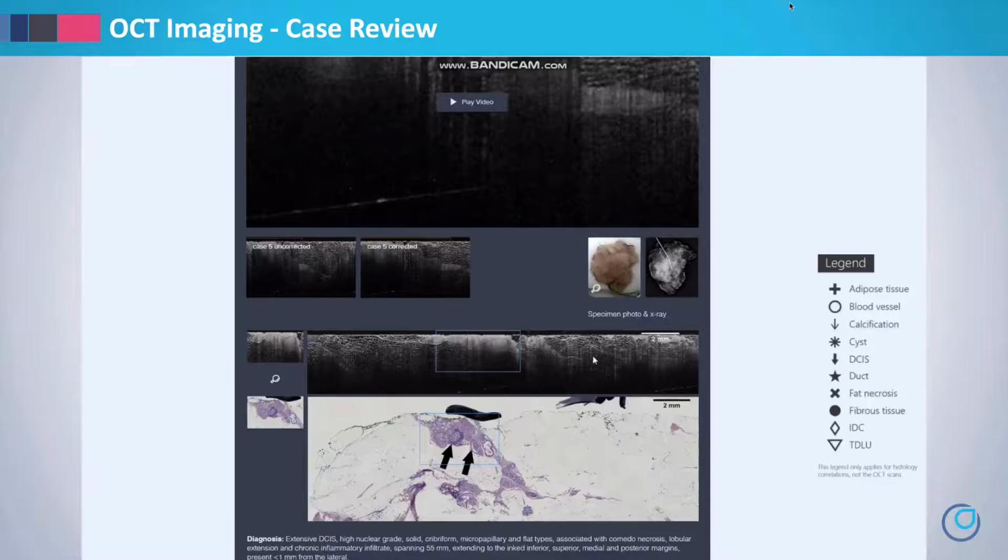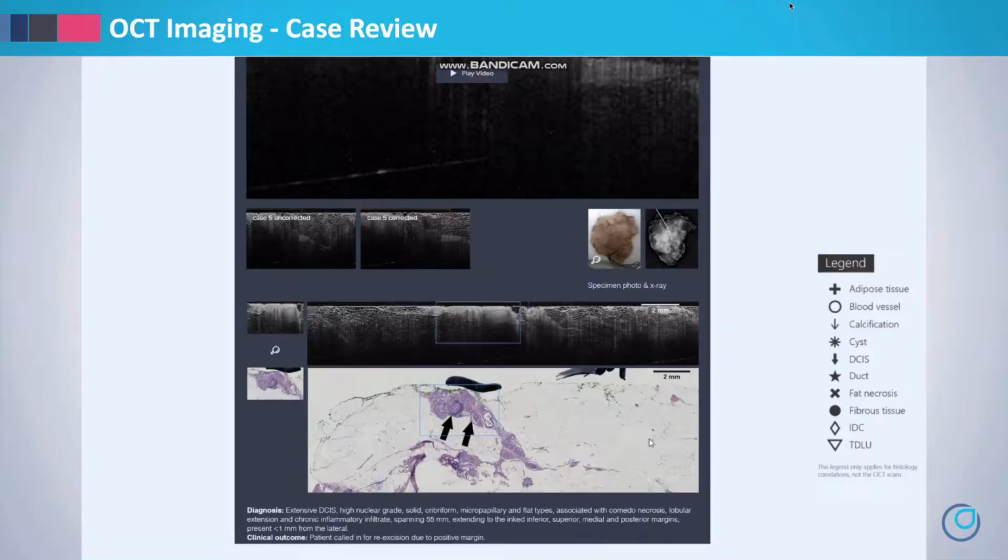When we looked at the H&E for this area, you can see extensive area of DCIS right up against the inked margin with multiple abnormal glandular structures. This patient came back for margin re-excision.